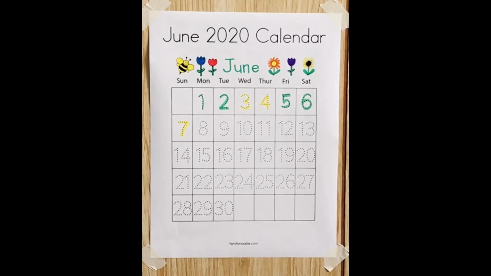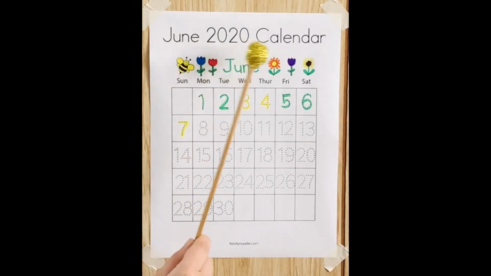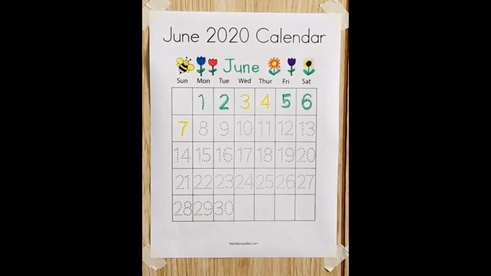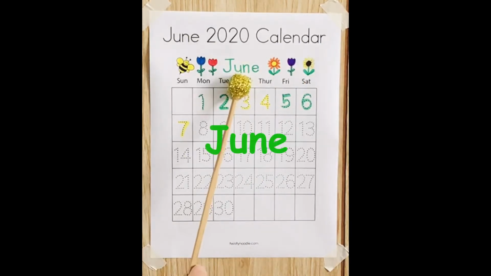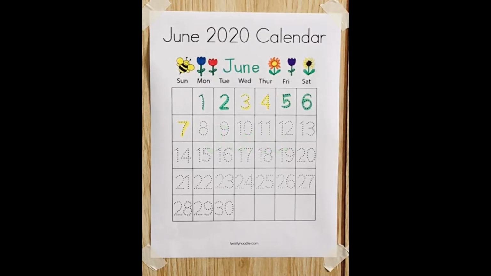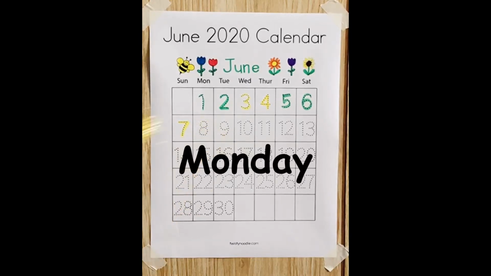Let's take a look at today's calendar. June 2020 calendar. It's the month of June. J-U-N-E spells June. Let's read and say the days of the week together. Sunday, Monday, Tuesday, Wednesday, Thursday, Friday, and Saturday. Today is Monday. We have our morning meeting every Monday.